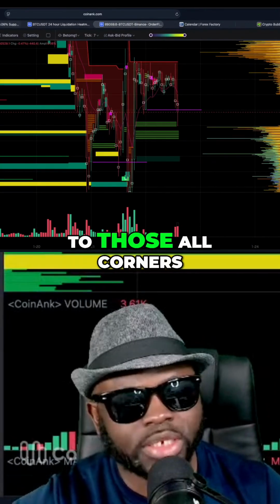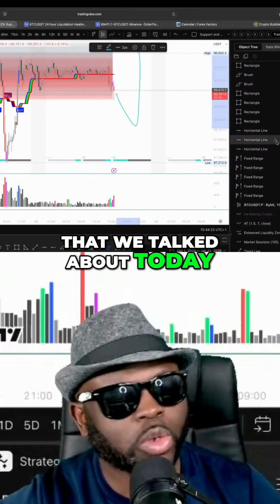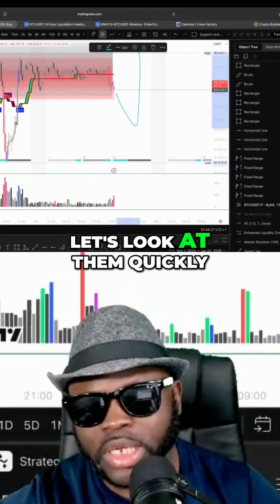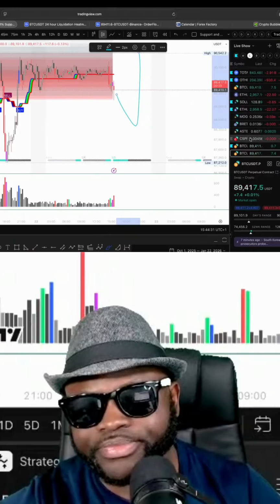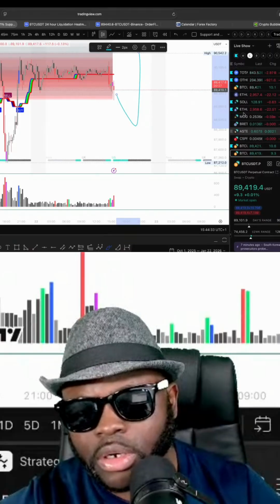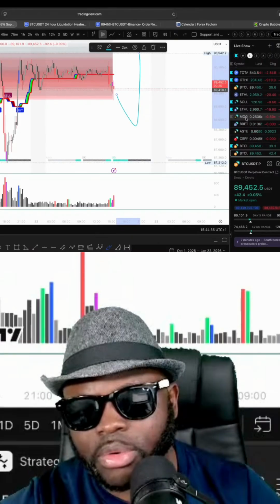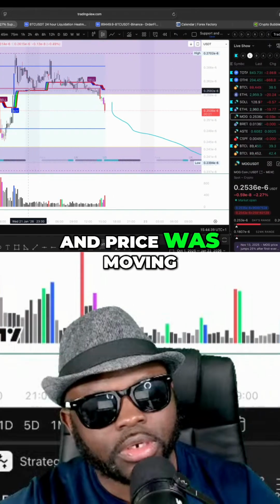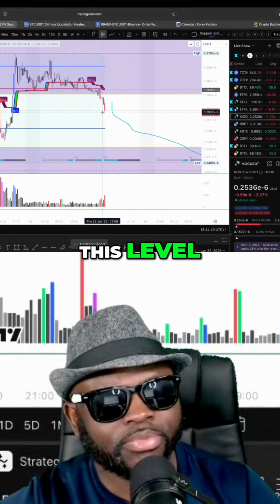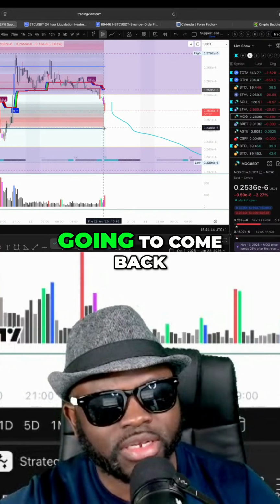You can go now to those altcoins that we talked about today. Let's look at them quickly. Let's see what MOCK is doing. You can see the same thing. Price was moving sideways. It broke this level, as I mentioned.